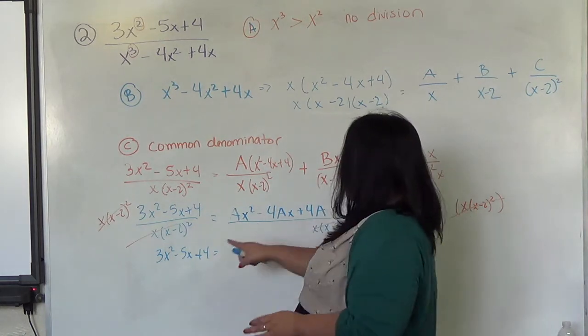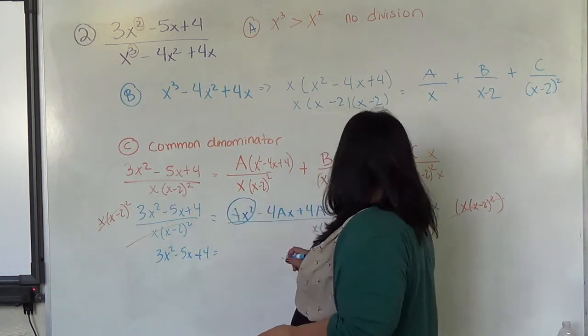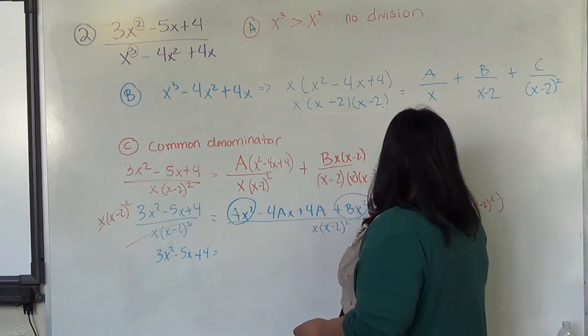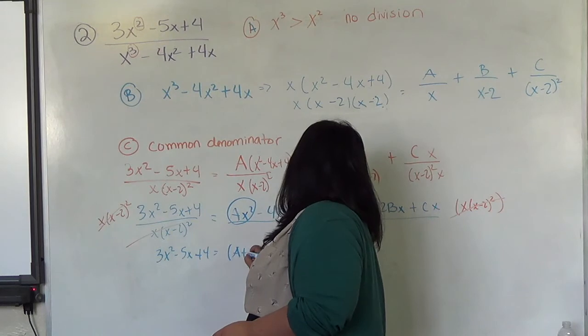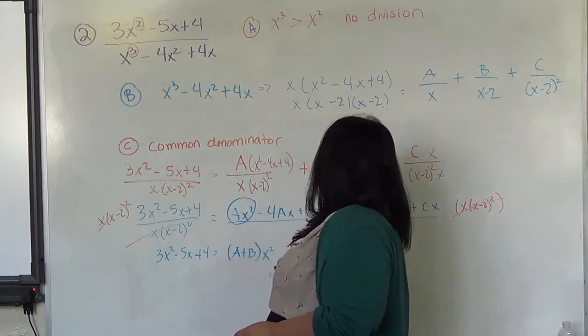So let's find our x squared first. So we have ax squared, and bx squared. Anything else? Nope. So then this is a plus b x squared.